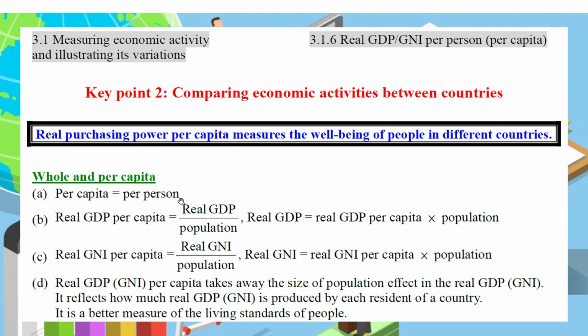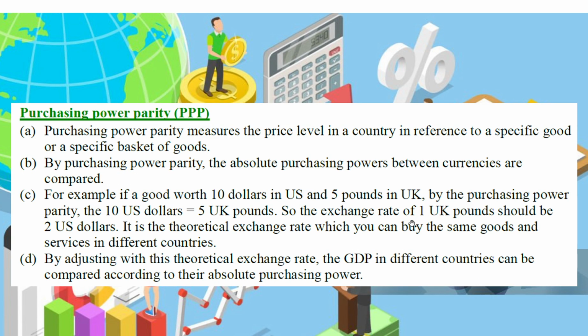Per capita means per person, so it's very easy: divide by the population. The real GDP per capita takes away the size of population effects. Remember, the real takes away the inflation factor, and per capita takes away the size of population factors. So it's a better reflection of the thing produced by each resident, and a better measure of the living standard of people there.